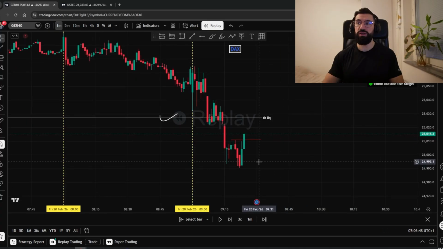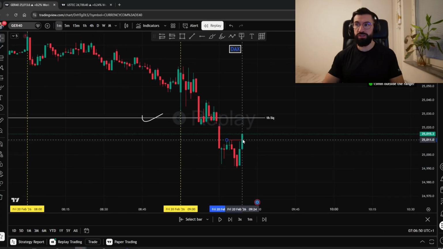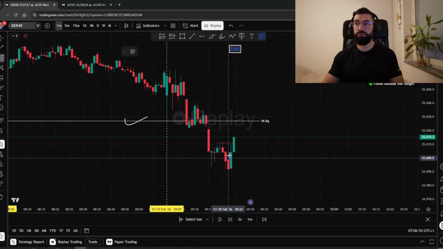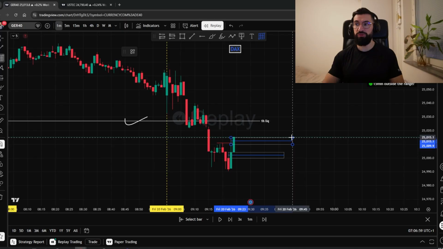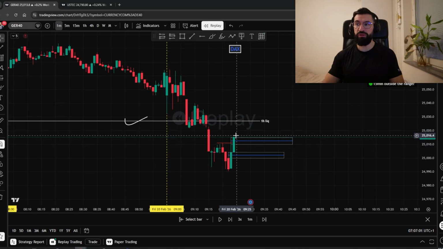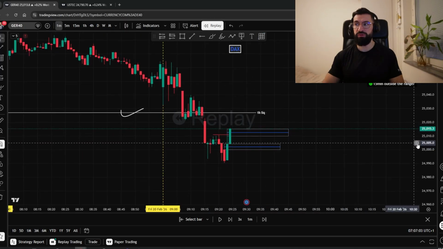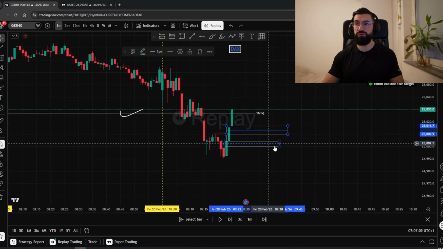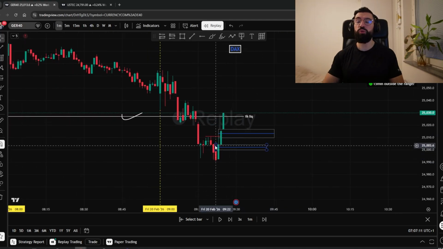Now, this is a nice break of structure. So this is a nice break of structure, and during this, it created two, or not really two, but one and maybe two, depending on the candle that happens after it. Fair value gaps right here. So I'm just giving it some time. There we go. We have two fair value gaps right here, and we're waiting.